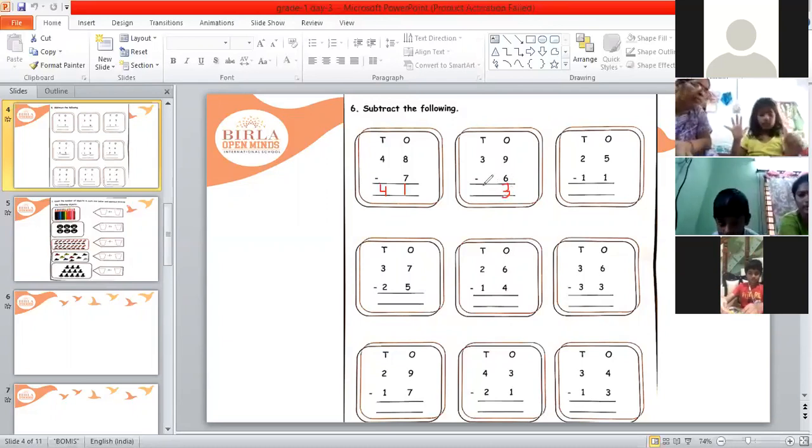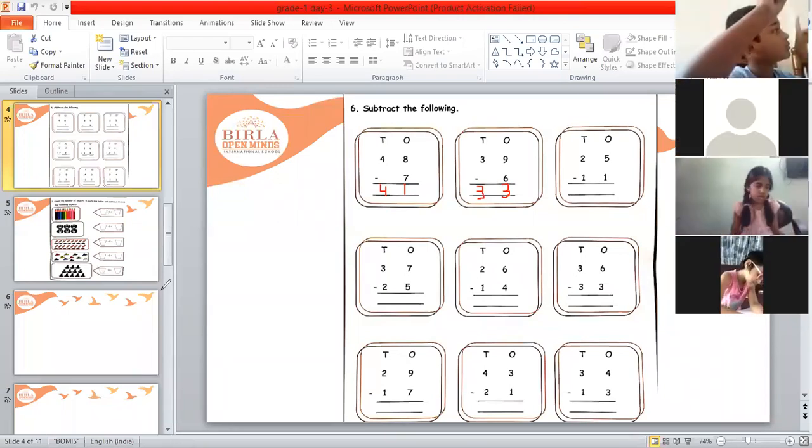Okay. Now what is the number in tens place? 3. So there is only one number in tens place. So we will write that 3 as it is. So what is the answer, Rohit? 33. Very good. So answer is 33. That's the correct answer.